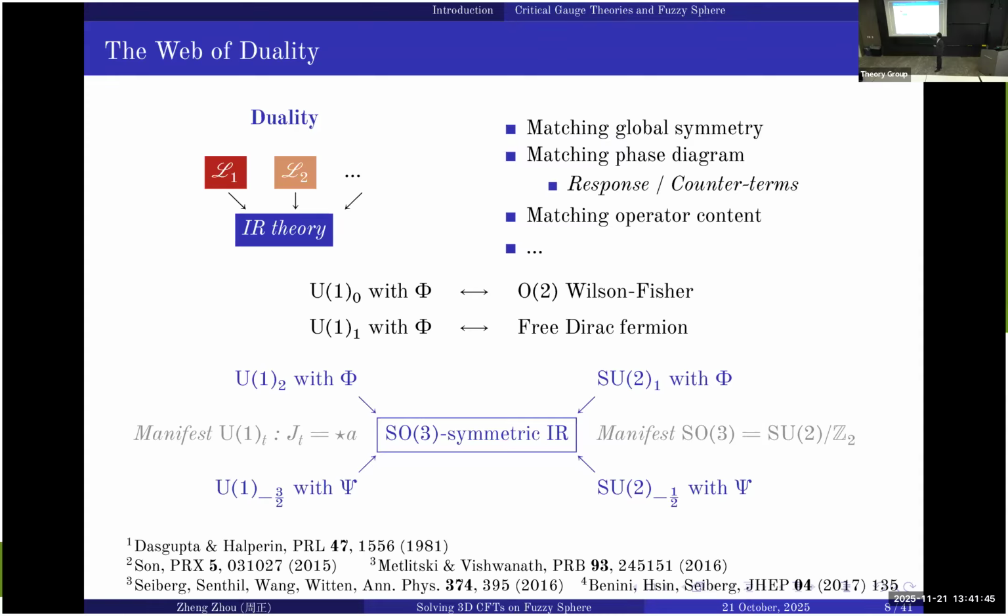Now we have mentioned U(1) level 0 and level 1 with a scalar, which are dual to some known theories. The simplest unknown theory here would be the U(1) level 2 coupled to a scalar, which we mentioned on the last slide. This is conjectured to flow to an SO(3) symmetric IR with 3 dual descriptions, which are U(1) level -3/2 with a fermion, SU(2) level 1 with a boson, and SU(2) level -1/2 with a fermion. The SO(3) global symmetry is manifest as the flavor symmetry for the SU(2) gauge fields. For the U(1) side, the manifest symmetry is the topological U(1), star A, which gets later enhanced to SO(3).